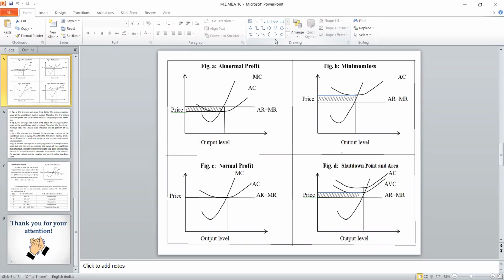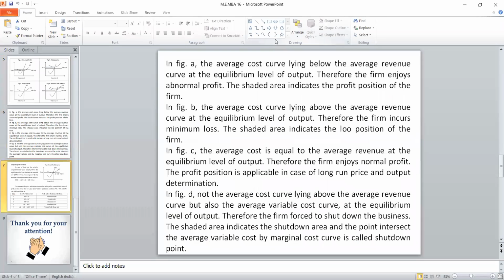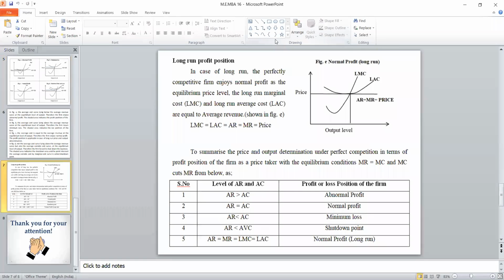This is in case of the short run. Suppose in the long run, you have to draw figure C only. See, instead of saying MC, you have to say LMC, long run marginal cost curve, long run average cost curve, AR equal to MR equal to price. All inputs are variable.